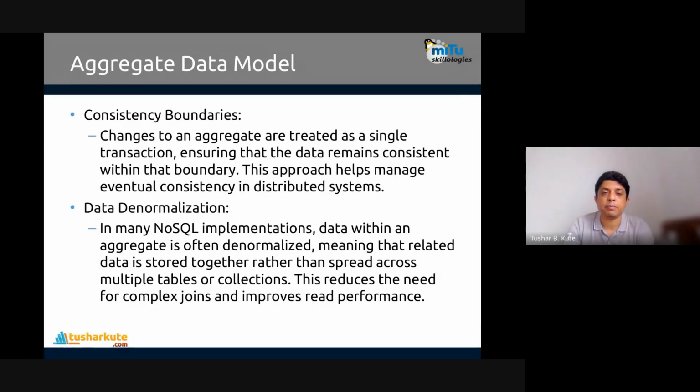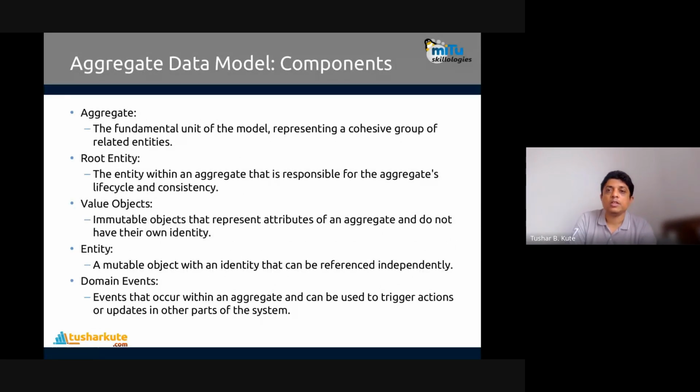That is where aggregate data models are used. Now, there are various components present under aggregate data models. This is the common idea. When it is actually implemented, different data structures are used that I will elaborate now. Aggregate is a fundamental unit of the model representing a cohesive group of related entities, called an aggregate. Combine all together, everything. Like in a program, we have some n number of objects. Every object is an aggregate. Second, root entity, where it exactly starts.